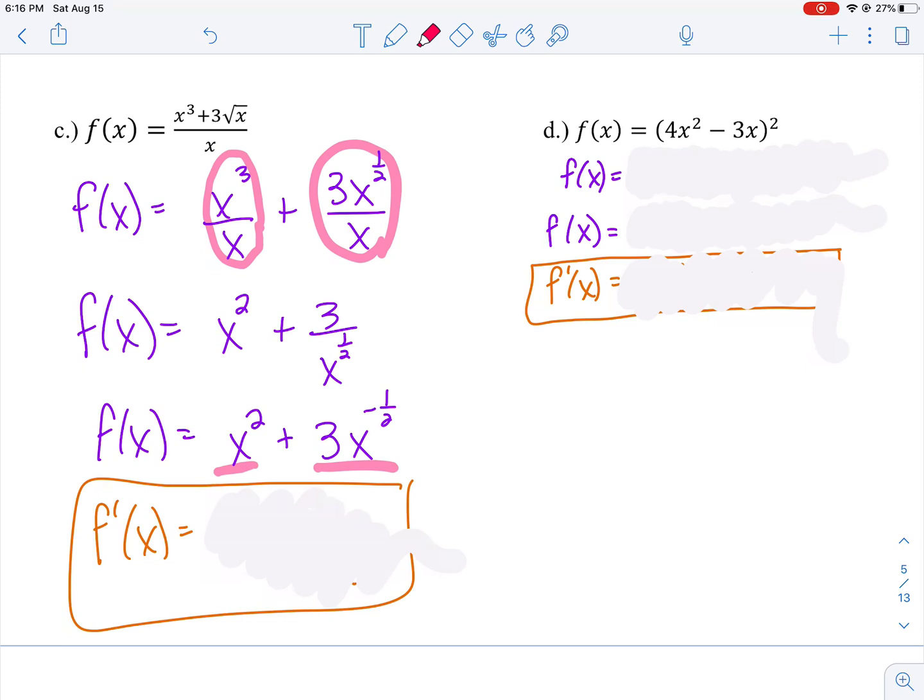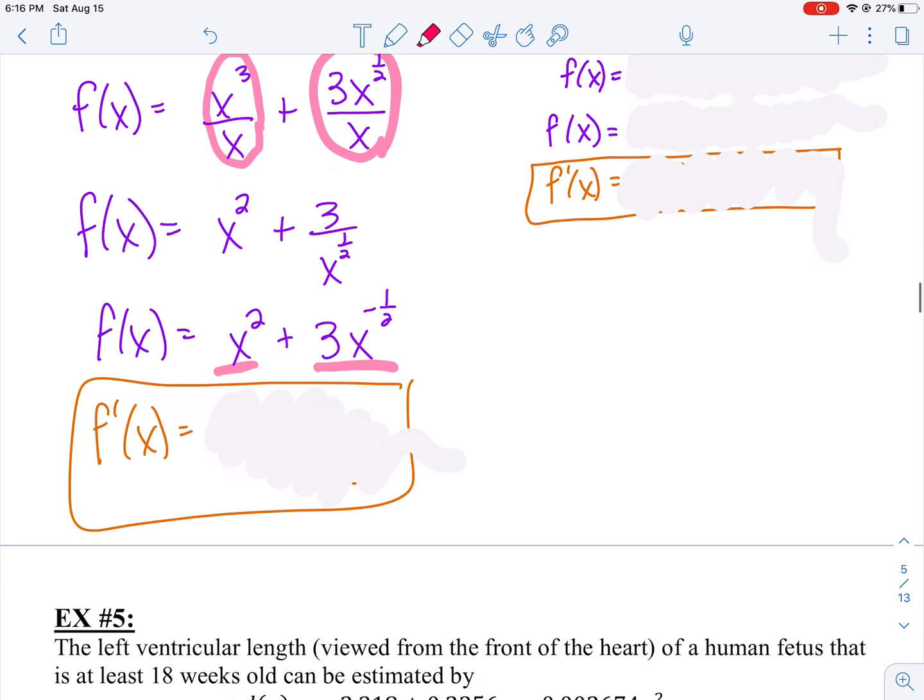All right, now that they're separated by a plus sign, I should be able to take the derivative of x squared, which is just 2x, and I should be able to take the derivative of 3x to the negative 1/2 by bringing that negative 1/2 forward, subtracting 1 from my exponent.